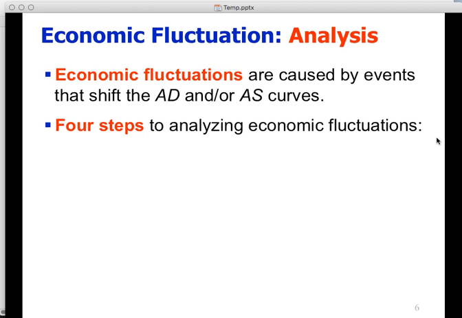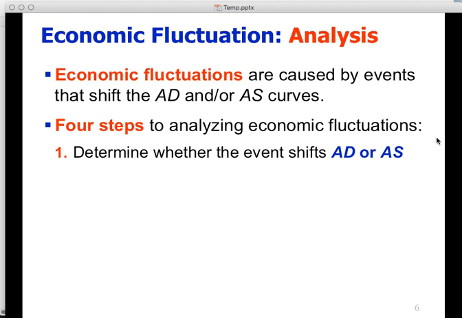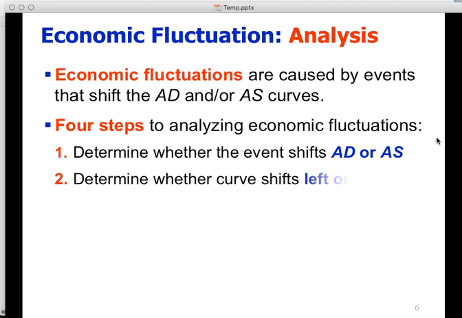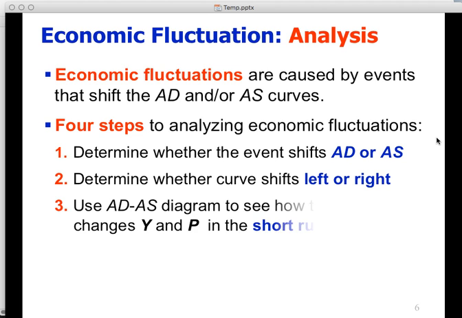And I talked about the four steps to analyzing economic fluctuations. Determine whether the event shifts aggregate demand or aggregate supply. We already said that the reduction in business investment was going to shift the aggregate demand curve. Determine whether the curve shifts left or right. Well, we said it shifts to the left. Use the aggregate demand and aggregate supply diagram to see how the shift changes output and prices in the short run. Well, we said it reduces output and lowers prices in the short run.